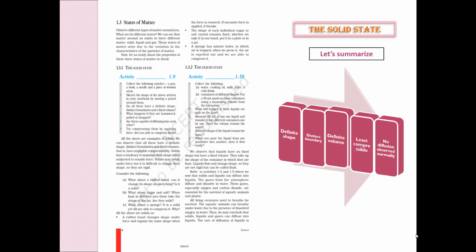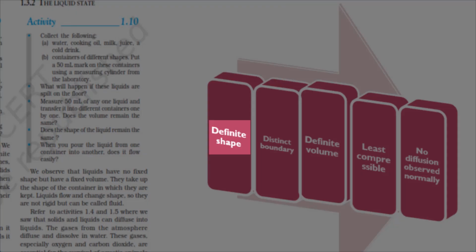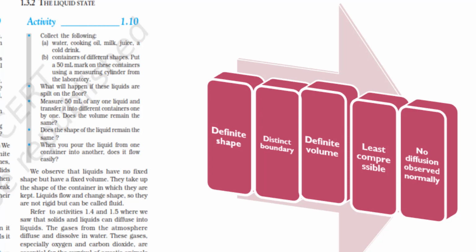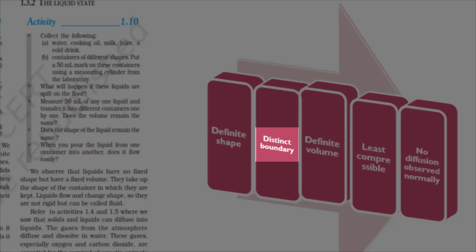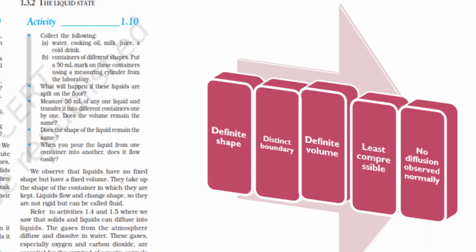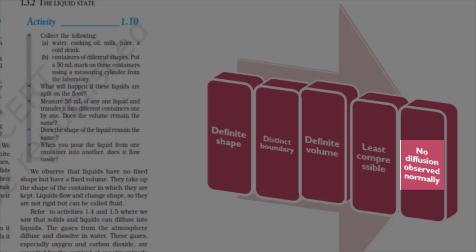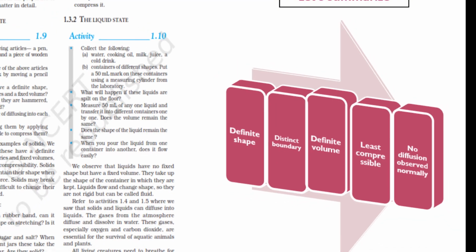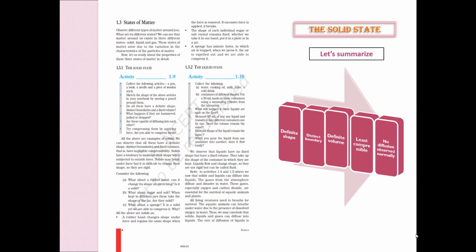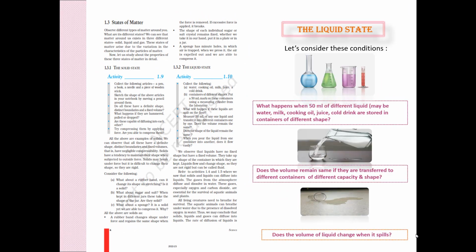So let's summarize what we have studied about solids. Solids have definite shape. The solids have a distinct boundary. They have a definite volume. They are least compressible. No diffusion is observed under normal conditions. So this was about solids. Now we proceed to the liquid state.